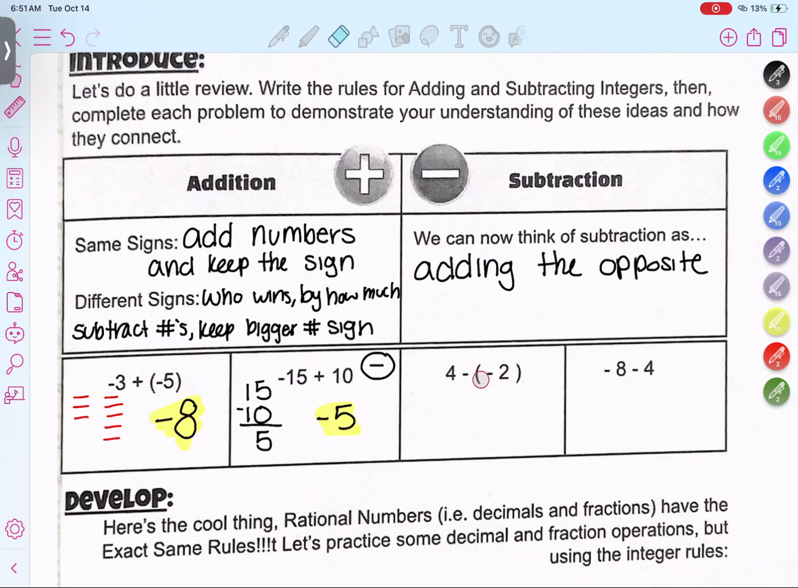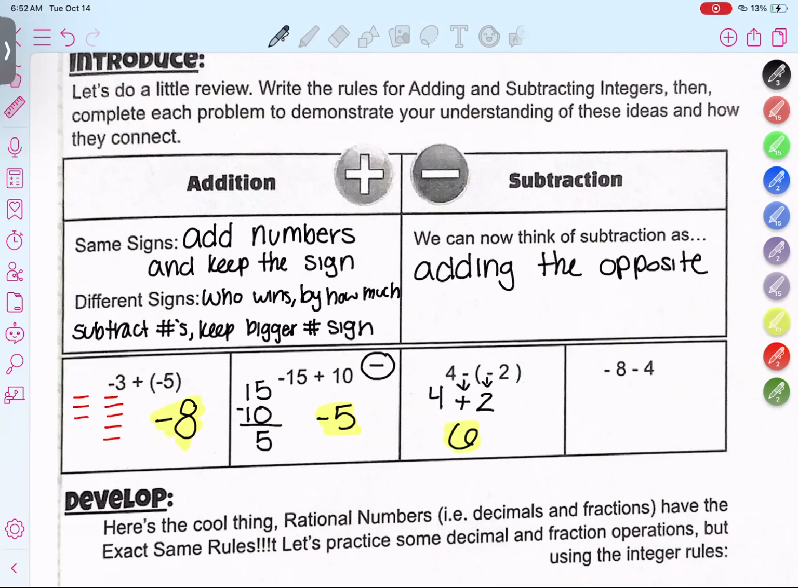But if I didn't know that already, and I wanted to use add the opposite, we're going to keep the first number the same. We're going to change the minus to a plus, and then we're going to change the sign of the second number. So instead of a negative, it's a +2. And that's the same thing as if we just made our minus and negative into a big plus sign, right? So we can just add the opposite here. So now we just have a problem that says 4 plus 2. That's a problem you've done for years. We already know that 4 plus 2 is 6.